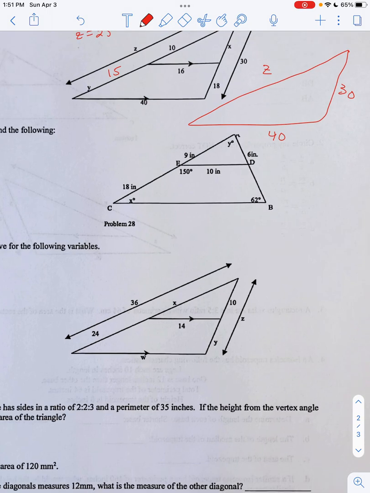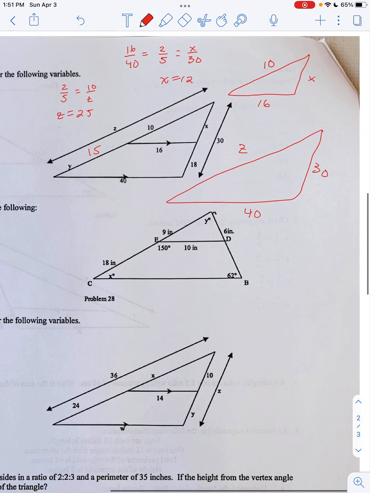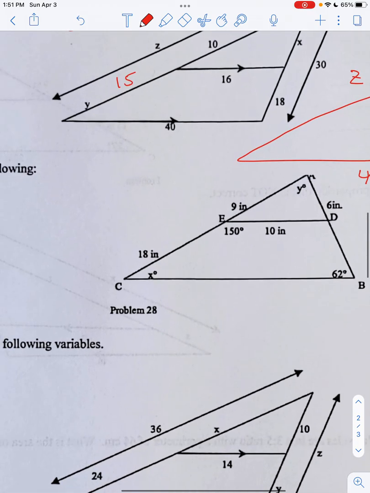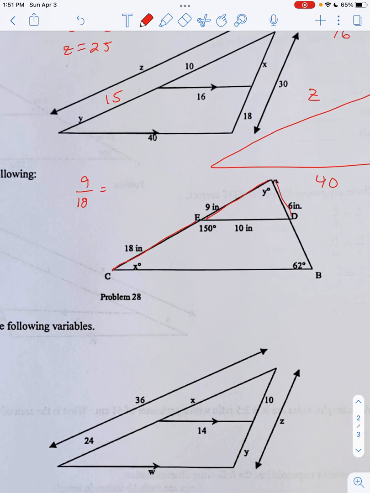All right, next one here. We can do the same thing. We can blow out the two triangles, or another way we could do this is set up these similar ratios. We can do a 9 to 18 ratio as long as we compare it to a 6, and I'll just temporarily call this x, to x ratio.